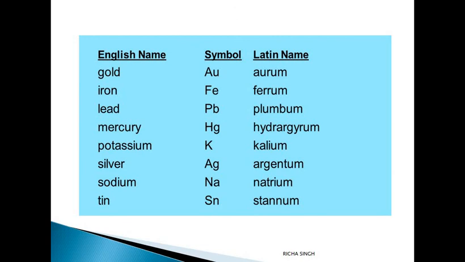One more thing I would like to tell you: these are the Latin names of some elements whose English names have been taken as their symbols. For example, gold, the symbol is Au because its Latin name is aurum. For iron, it is ferrum, therefore we write Fe. Lead, it is plumbum, so we write Pb. Mercury, it is hydrargyrum, that is Hg. Potassium is kalium, silver is argentum, sodium is natrium and tin is stannum. So try to learn these symbols also.